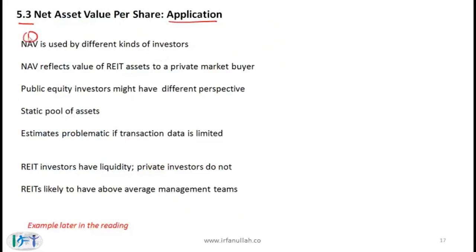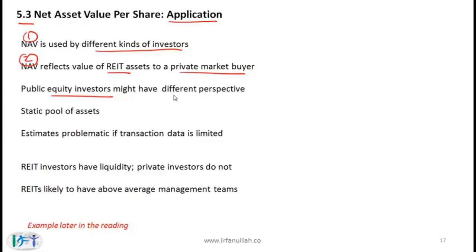The first general point is that NAV is extremely popular and is used by many different kinds of investors. An important point to understand is that the net asset value reflects the value of REIT assets to a private market buyer. So essentially this NAV model is based on valuing private property. So it's a private market perspective, but a REIT is a publicly traded share. So a public equity investor's perspective might be very different.